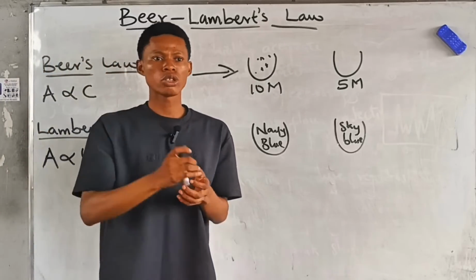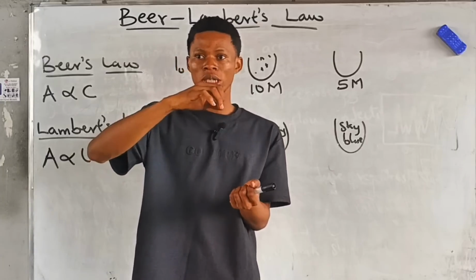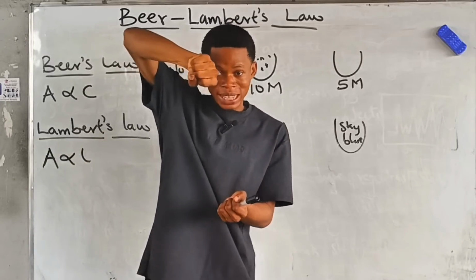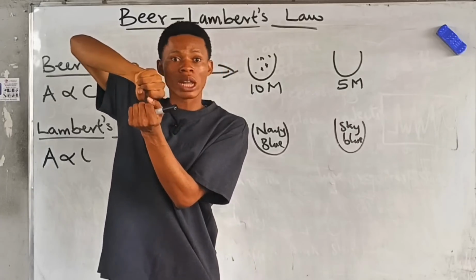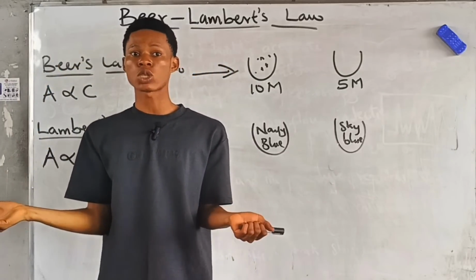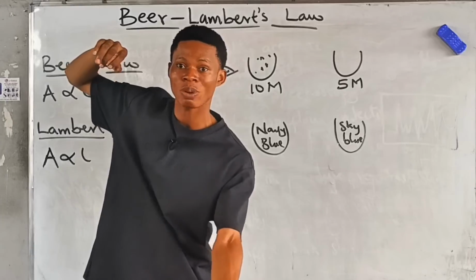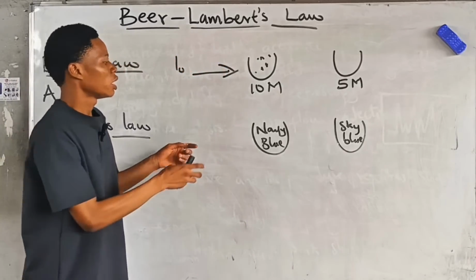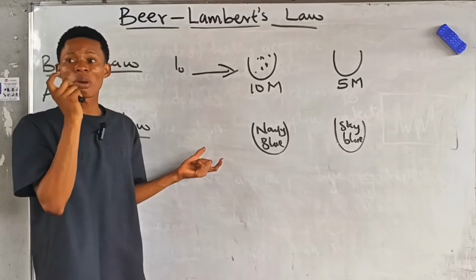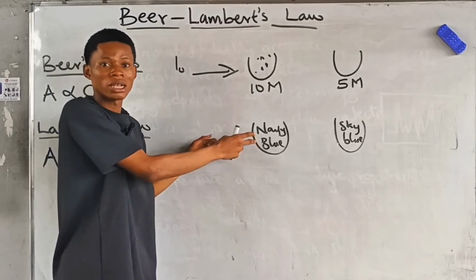Now if you have a solution that is thick, you pass light through it, you will notice that the amount of light that will come out is low because it will absorb more light. But if you have something like water that is colorless and you pass light through it, the one that is passing out will be more. Is it not?